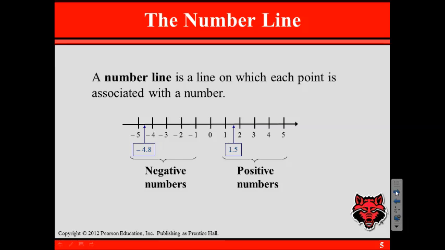Sometimes to compare numbers, it's also helpful to have a number line. A number line is a line on which each point is associated with a number. Let's start at 0. 0 is always a good starting point. All numbers to the right of 0 are called positive numbers. All numbers to the left of 0 are called negative numbers. We will see number lines from time to time in this module, as well as modules in the future.